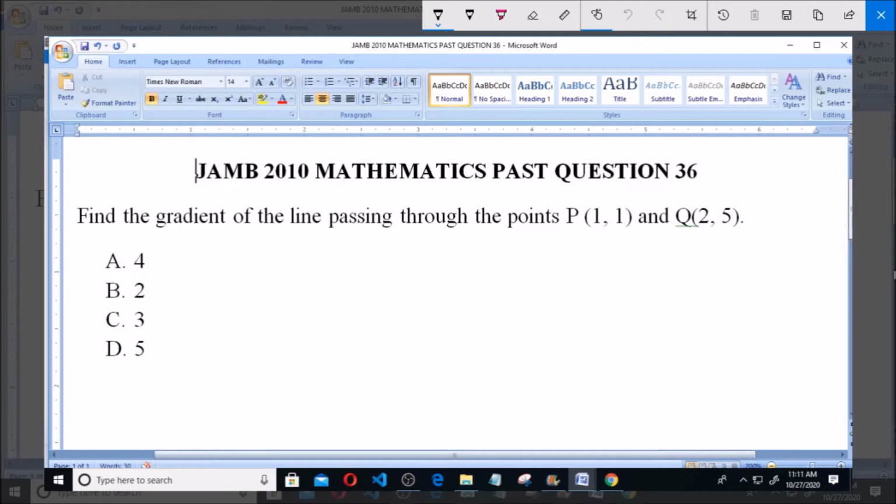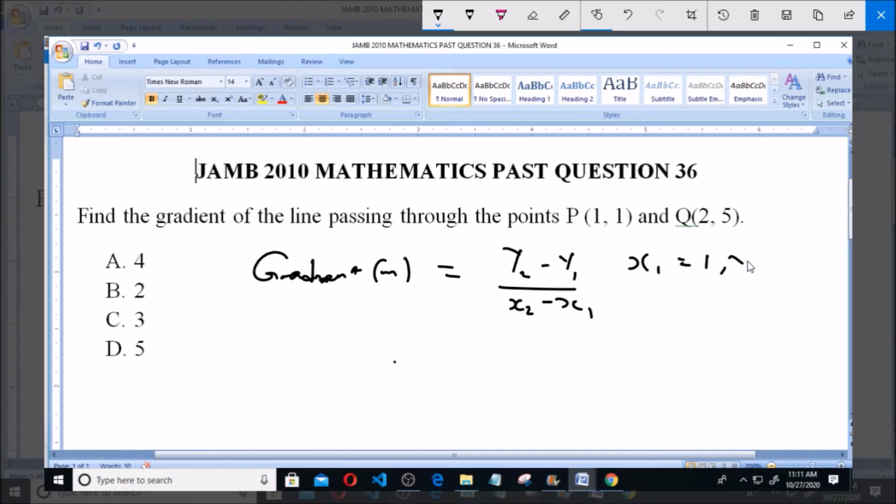Now gradient M is given as y2 minus y1 all over x2 minus x1. Now from the information given to us, x1 is equals to 1, y1 equals to 1, x2 equals to 2 and y2 equals to 5.